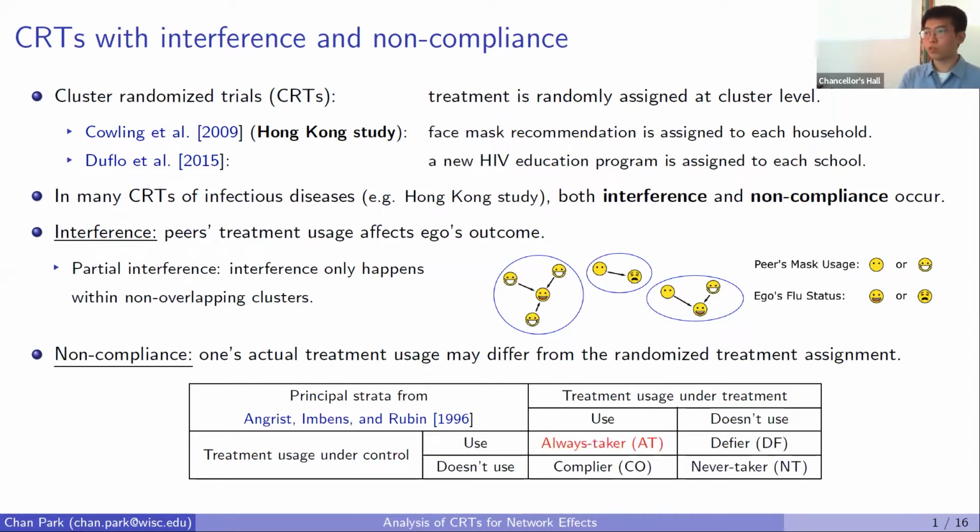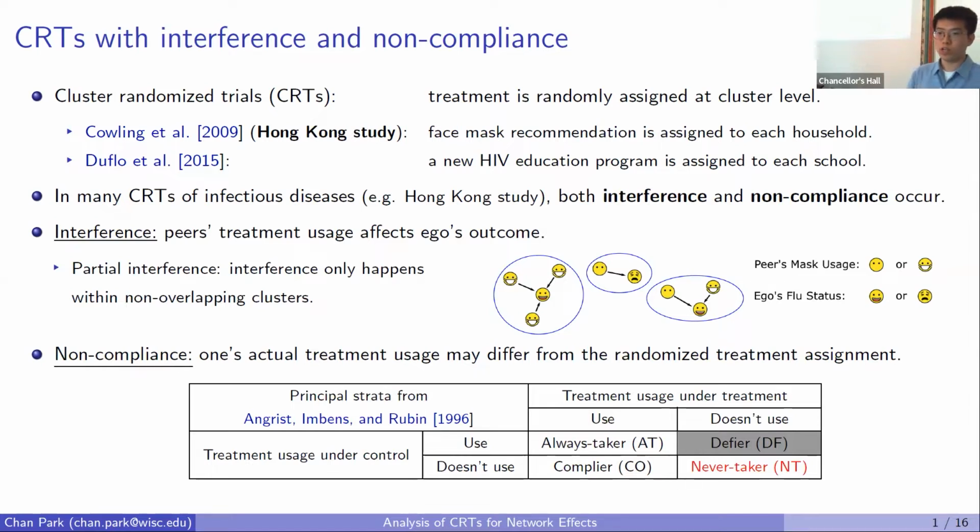The first group of individuals is known as always takers, who always use treatment regardless of the assigned treatment. The second group is known as compliers, who comply with the given treatment status. The third group is defiers, who behave exactly the opposite to the assigned treatment. However, we usually assume that there is no defier in the population. And the last group is never takers, who never use treatment regardless of the assigned treatment.